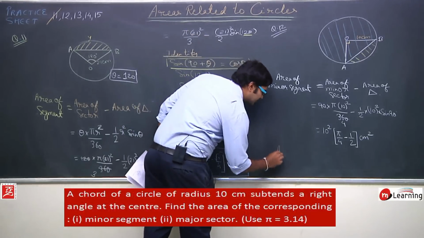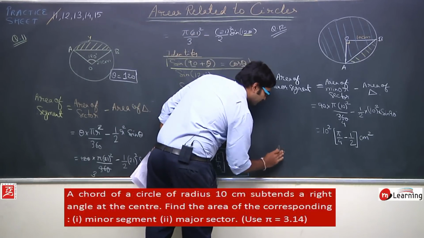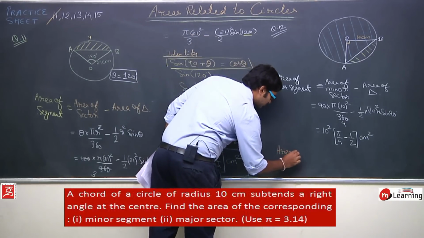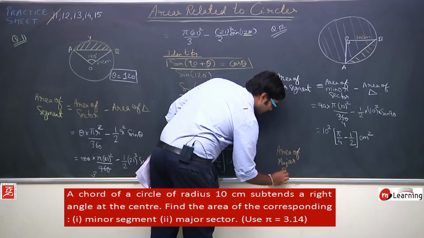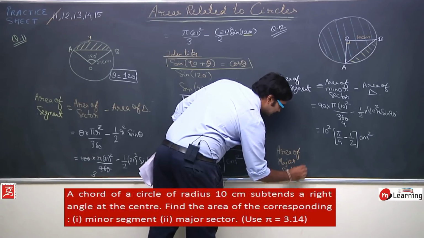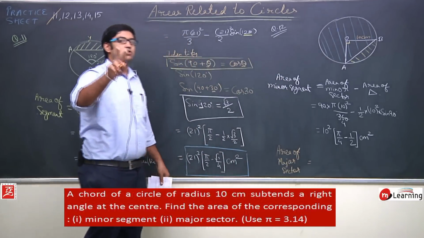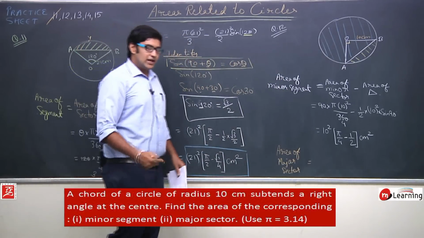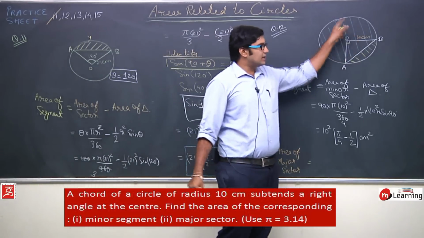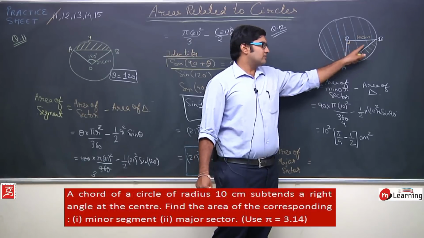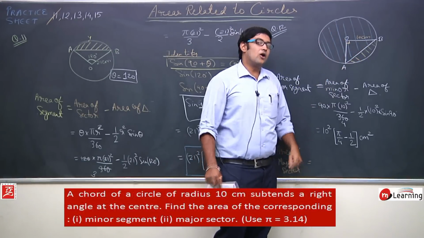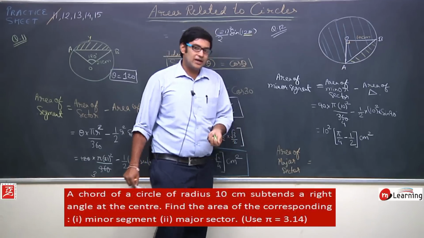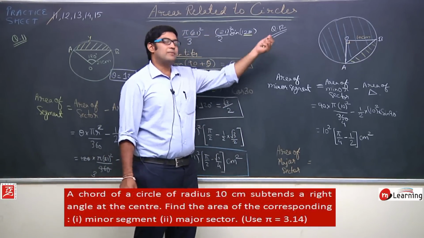Then area of major sector. Now what will be the area of major sector? I can solve it in two ways. I can calculate the area of circle and subtract the area of this minor sector to get the area of major sector, or I can directly determine the area of major sector.